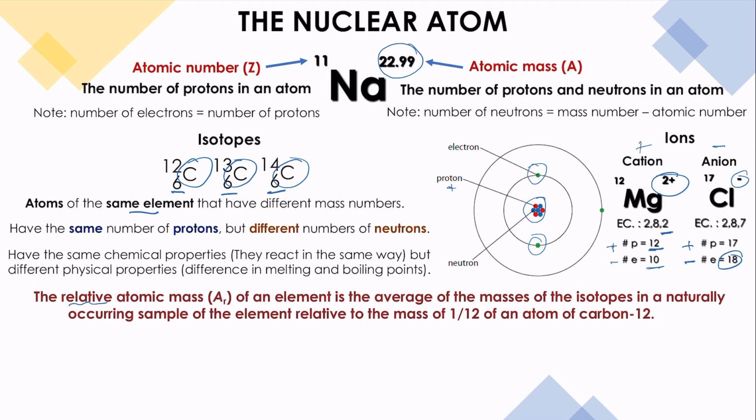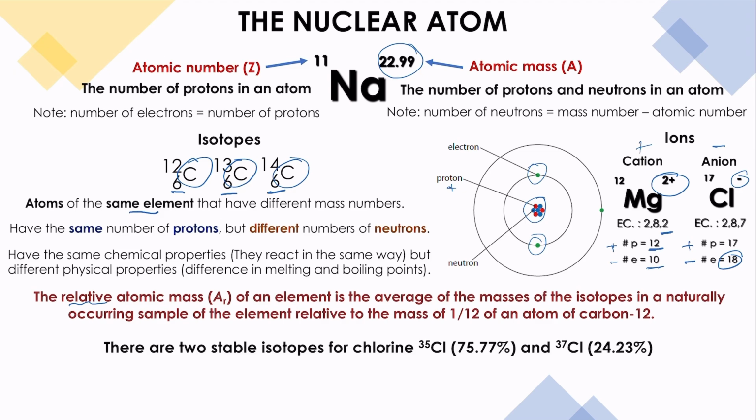So, to calculate the relative atomic mass, we care about two main things. We care about the mass number and its natural abundance in the sample. The mass number and its natural abundance in the sample. Okay, so if you would like to calculate it, we use a very simple formula.